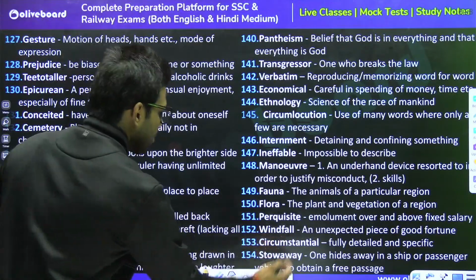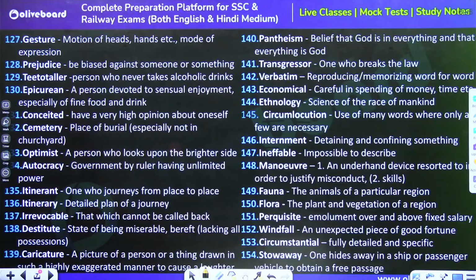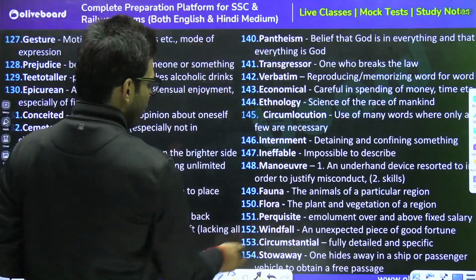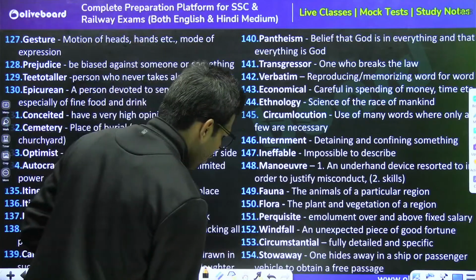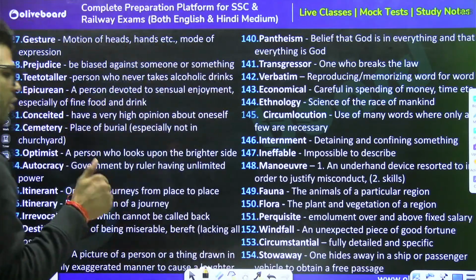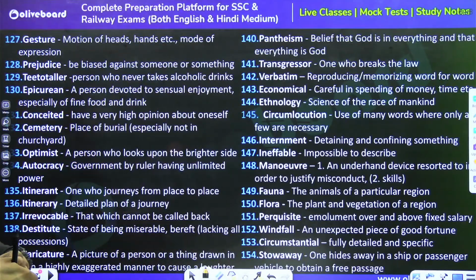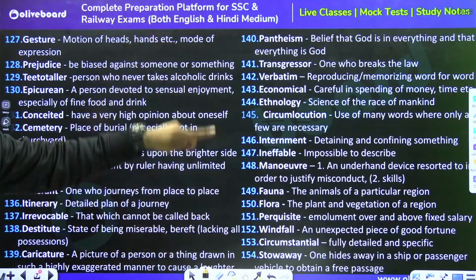Perquisite, something you can say perks, additional benefits, emolument over and above your fixed salary. If you come on Sunday, we'll pay you extra. If you do this, we'll pay you extra. That is supposed to be perquisites. Windfall, unexpected piece of fortune. Actually, I was sitting at home looking for a job, although I didn't apply, but that company called me and I got a job. Wow. Windfall. Circumstantial, fully detailed and specific, covering all the details.